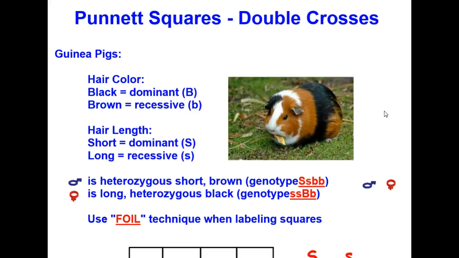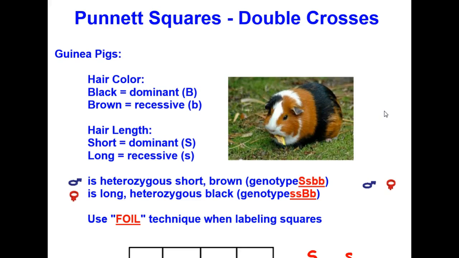Welcome to the video lesson on some more advanced genetics topics. In this lesson, we'll be discussing and showing how to do Punnett squares with double crosses, also called dihybrid crosses. And we'll also discuss the concepts of incomplete dominance and codominance.